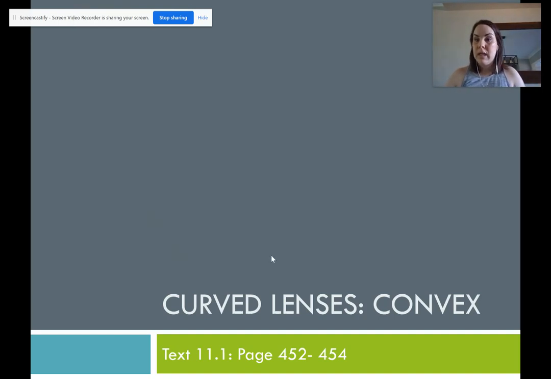Today we're going to complete our look at lenses from yesterday, but we're going to be looking at convex lenses instead of concave lenses. So where we are in your textbook is 11.1, page 452 to 454, if you're confused with today's lesson and you want to check out some extra resources in your textbook.